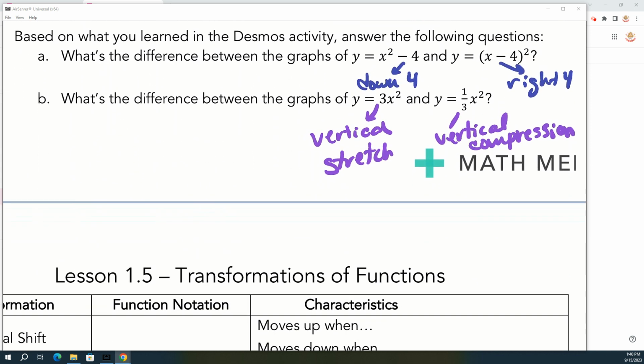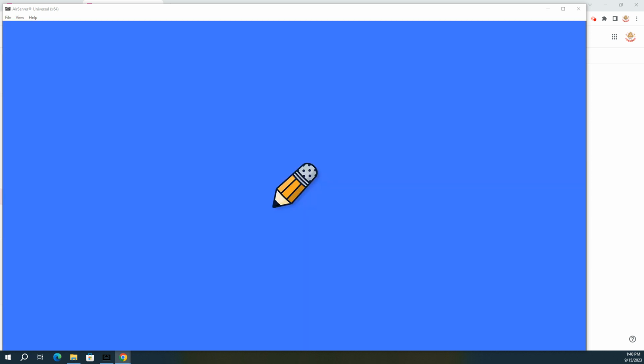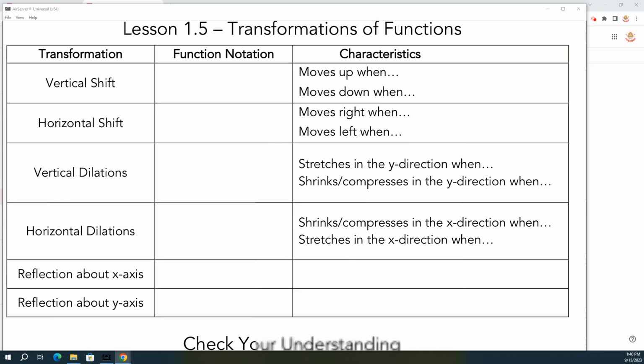All right. Let's look at the table on the back. And last year in Algebra 2, I think you probably did a very similar table. So if we're going to do a vertical shift, this is where you're going to have to add or subtract on the outside of the function. All right, and then it's going to shift up when C is added.